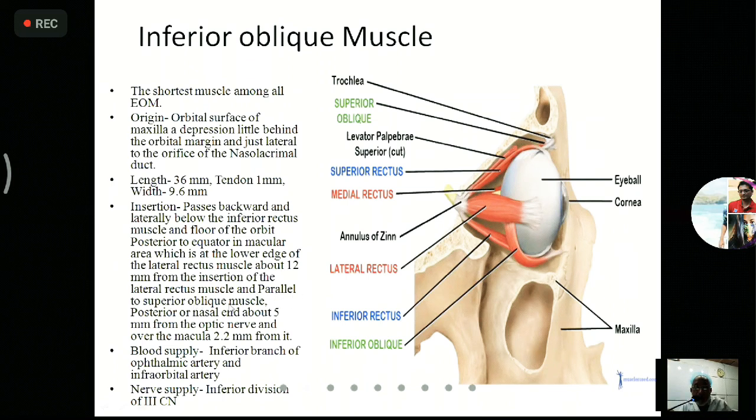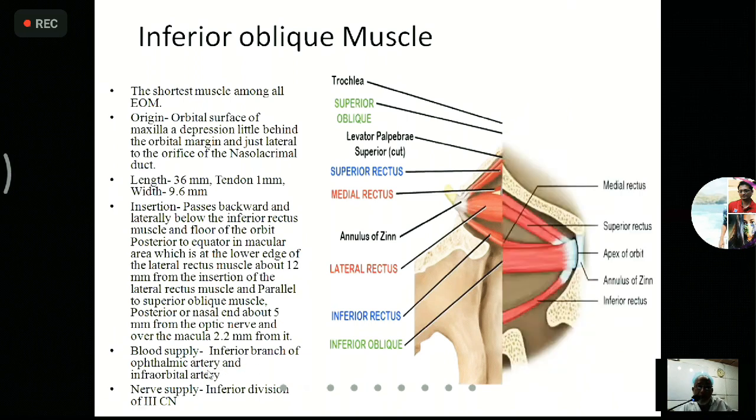And parallel to the superior oblique muscle. It is parallel to the way the superior oblique muscle runs. Posterior nasal end about 5 millimeter from the frontal nerve, and over the macula 2.2 millimeter from it. Blood supply is from the inferior branch of the ophthalmic artery and the infraorbital canal. Nerve supply is from the inferior division of the oculomotor nerve.